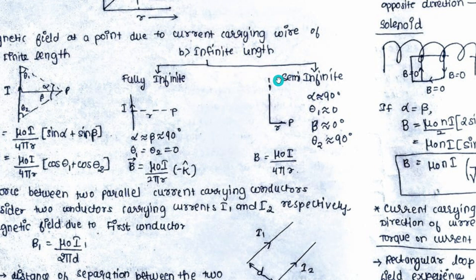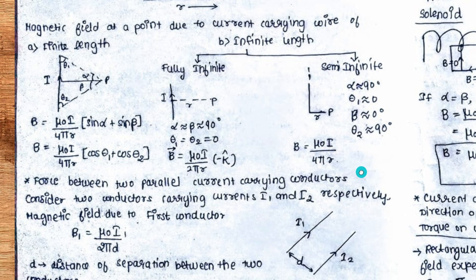If I consider a current carrying wire of semi-infinite length, then alpha is almost equal to 90 degrees, theta 1 is equal to 0, beta is almost equal to 0, while theta 2 is equal to 90. So my B is equal to mu naught I by 4 pi r.